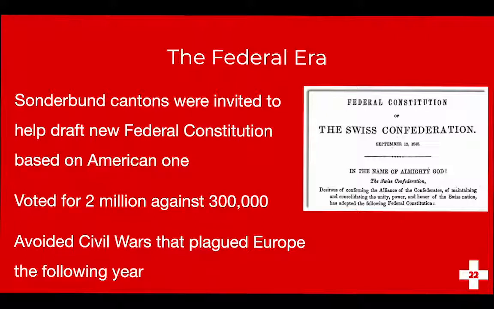If you know anything about European history, in 1848 and 1849, civil wars swept throughout all of Europe, and Switzerland was like, oh, we had our little civil war last year, we're chilling now. And ever since then, communication and compromise have become the Swiss way of solving disputes.